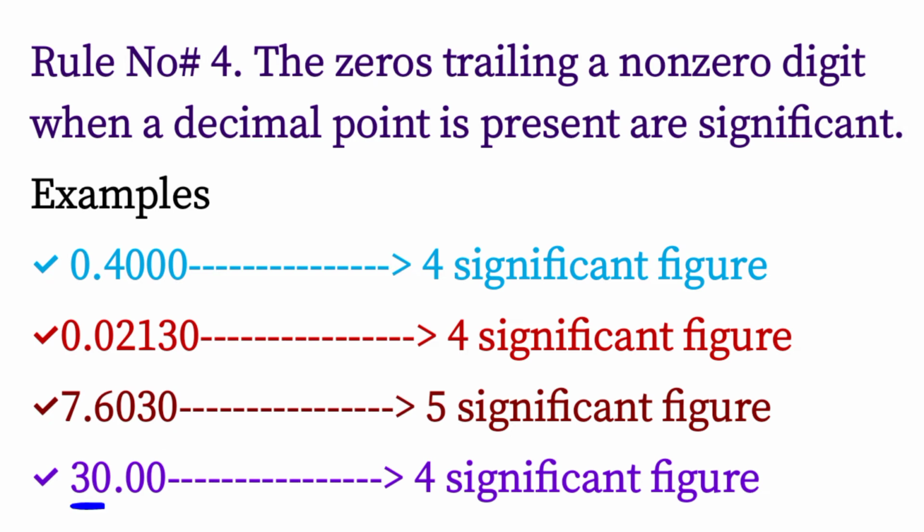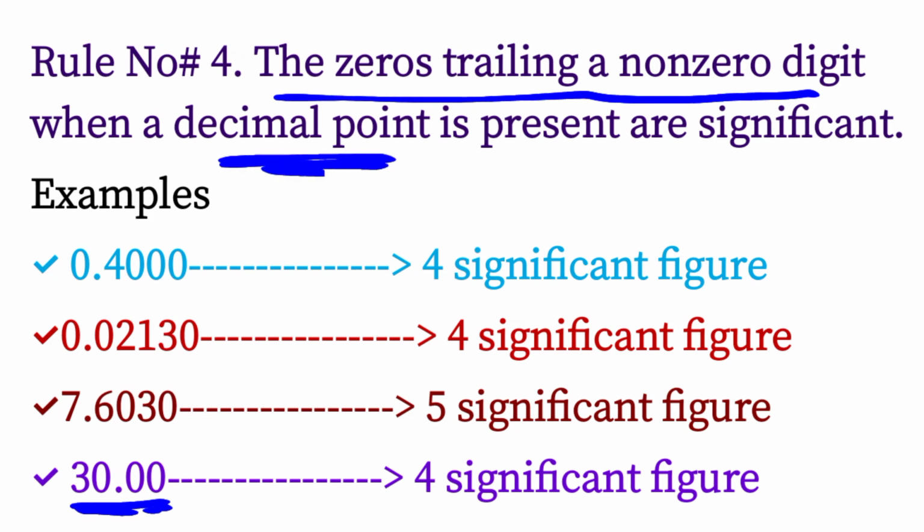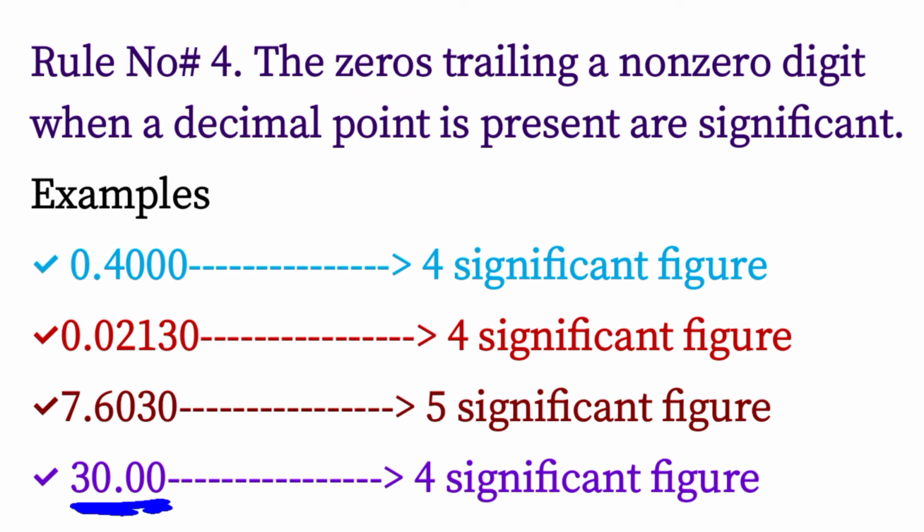Last but not least of this question, because we've got a point, these other 2 zeros after the point are significant, because according to the rules, the zeros trailing a non-zero digit when a decimal point is present are significant, because we've got a non-zero digit in front here. Therefore, these other zeros behind are significant. Therefore, we have got 4 significant figures.